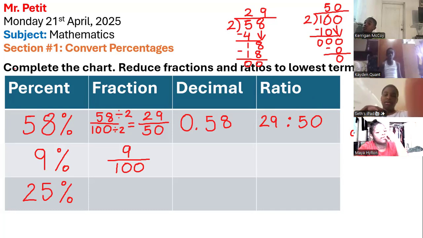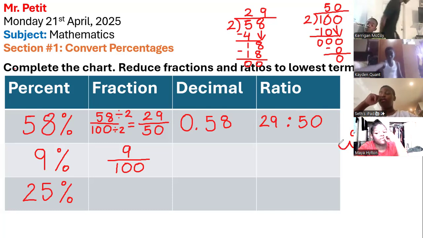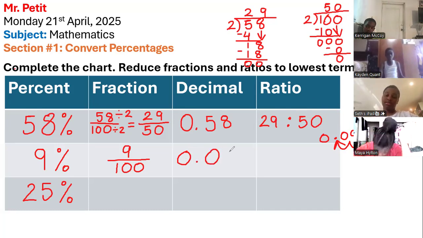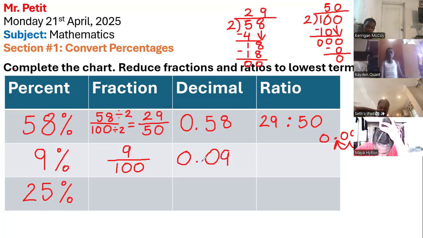So basically, we have this point right there. We're moving it twice. 1, 2. We move it over twice. What's it going to be? Put the point here, right? Put the 0 here, and put another 0 there. So it's going to be 0 point what? 09. Very good. Let me know if you understand that, please. I did. 0.09. Very good.